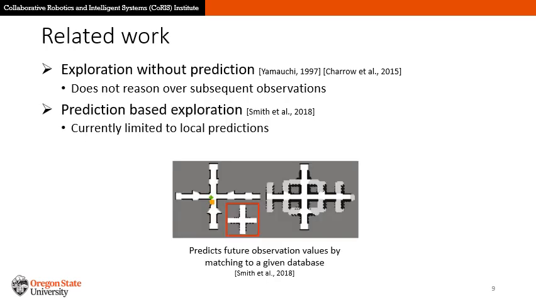One of the approaches in prediction-based exploration is to maintain a database of structures. The robot predicts future observation values by matching the currently explored structure shown in the left to a database of previously seen structure shown in the red box. However, these predictions are limited to local structures. We argue that using topology, which provides a high-level overview of the environment, can predict global structures of the environment.